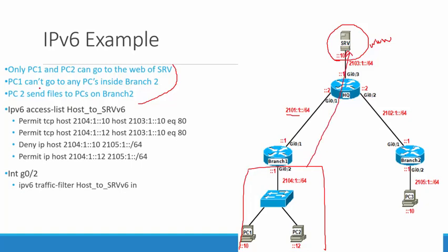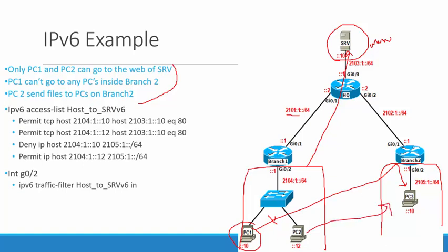PC 1 can't go to any PCs inside of branch 2. So we're going to stop PC 1 from going to any PCs. Right now we only have one, but we're going to specify it as a whole network, as this whole LAN, because it's a little unrealistic to only have one PC, right? And then PC2 can send files to the PCs on branch 2. So PC2 basically can communicate with those PCs.